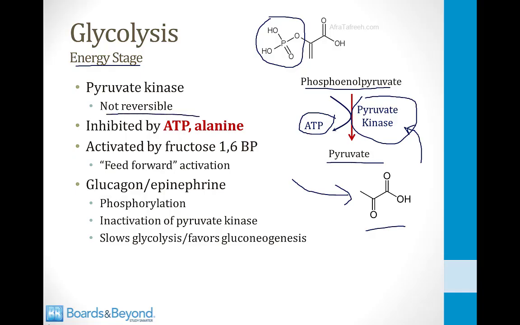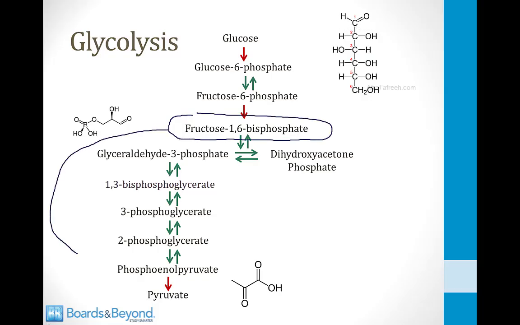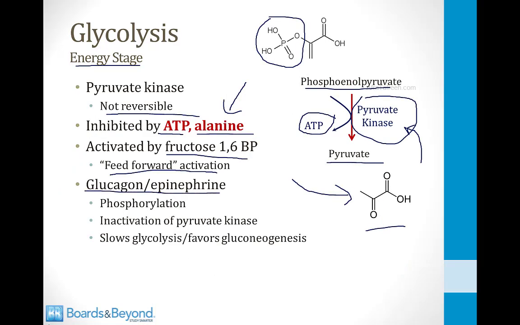This is an irreversible step. It's inhibited by high levels of ATP in the cell and also by alanine. We'll talk about why it's inhibited by alanine in a minute. This step is also activated by fructose 1,6-bisphosphate. This is called feed-forward activation because fructose 1,6-bisphosphate is several steps higher in the glycolysis sequence. If we go back to our overview of glycolysis, this is where fructose 1,6-bisphosphate occurs, and it can feed forward and activate this final step to keep molecules moving in this direction through glycolysis. The hormones glucagon and epinephrine can affect this step. They can phosphorylate pyruvate kinase.